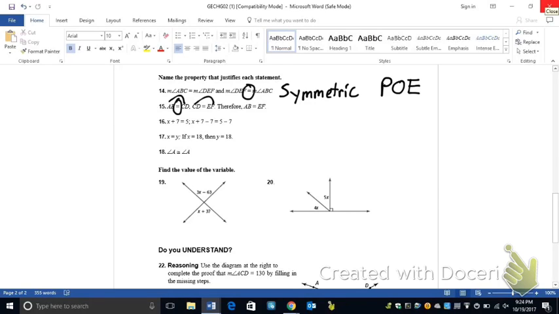Next, again, we have an equality here. So when we look at this, what we're seeing is that the distance from A to B, AB, is equal to the distance from C to D. The distance from C to D is equal to the distance from E to F. Therefore, A to B is equal to E to F. So what we're going to do is cut out the middleman. And that's going to let us say that AB is equal to EF, and the property that allows us to do that is called the transitive property of equality.